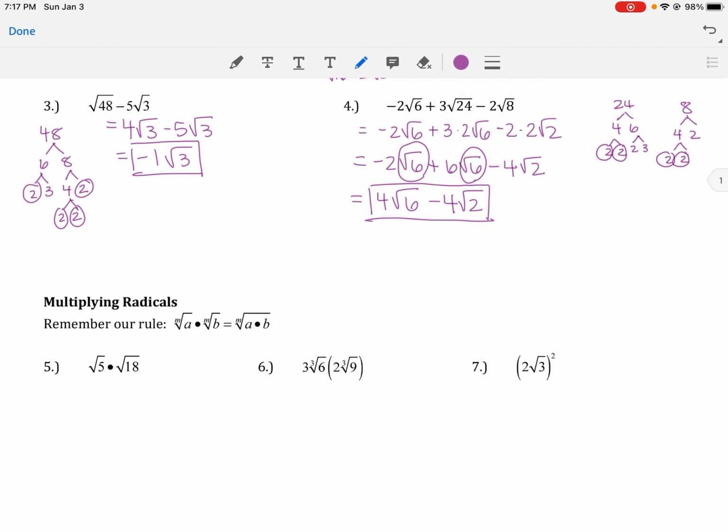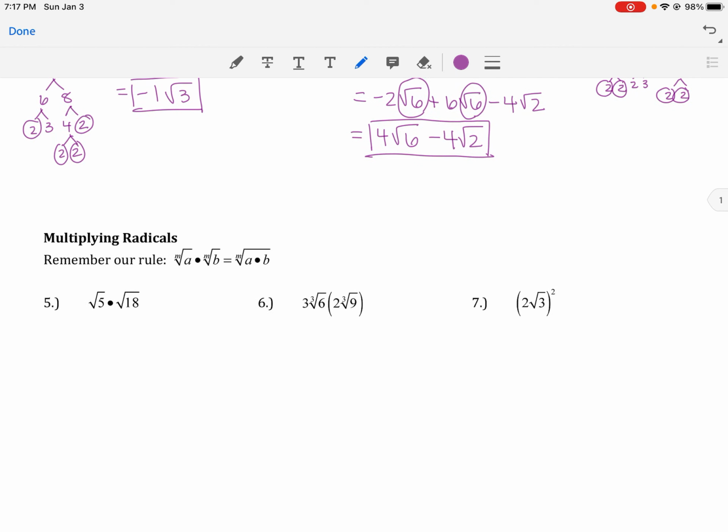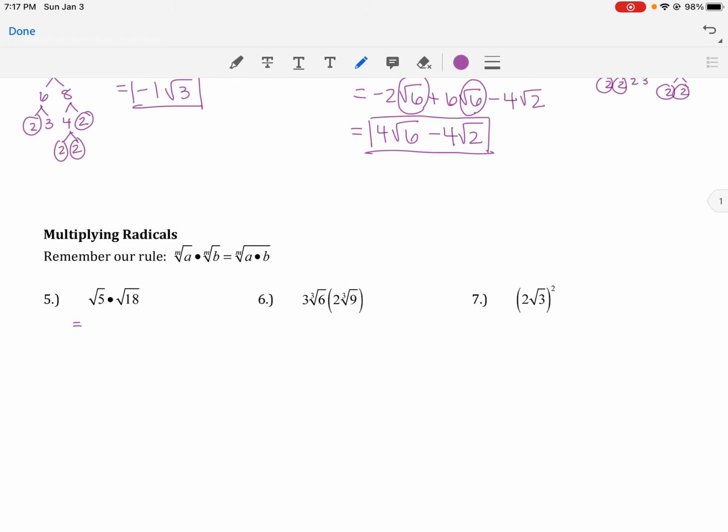Okay, now let's look at multiplying radicals. When we multiply radicals, as long as they have the same index, the number on the outside, so that m, that's called the index, then you multiply the numbers on the inside, the radicands, by each other. So here we're simply going to do the square root of 5 times 18.